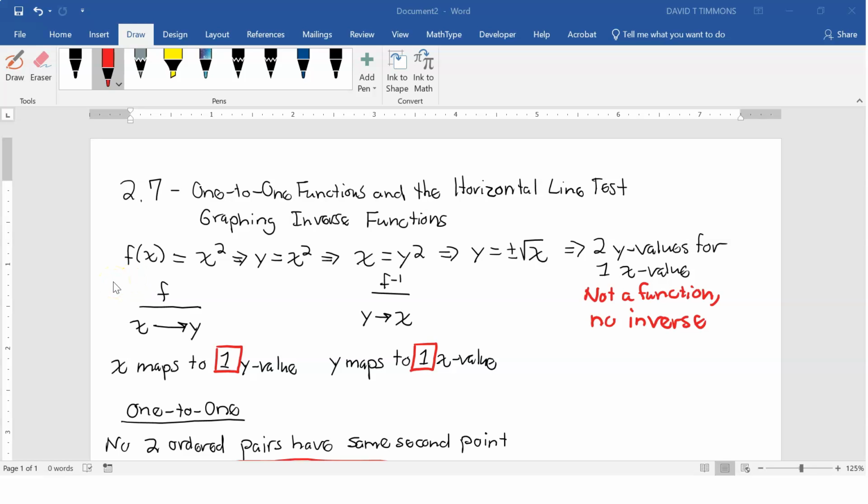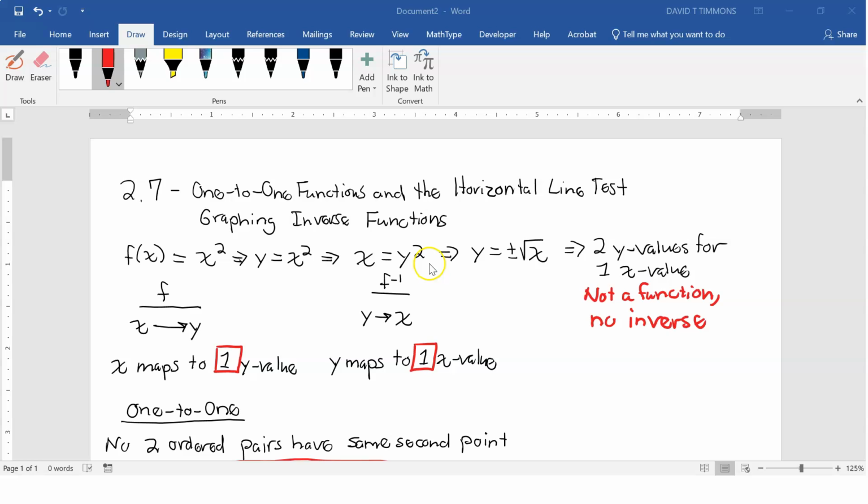Let's look at the next topics in section 2.7 on one-to-one functions and the horizontal line test, and also graphing inverse functions. We've just learned how to find an inverse using the switch and solve strategy. So let's take this example of the basic quadratic function f of x equals x squared. We'll replace f of x with y.